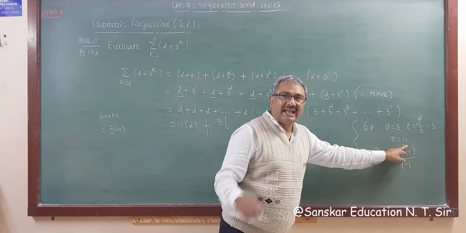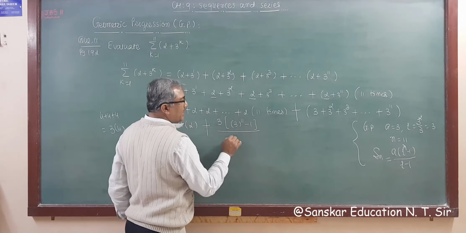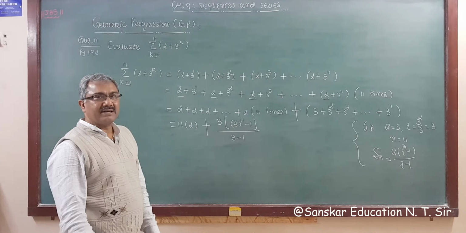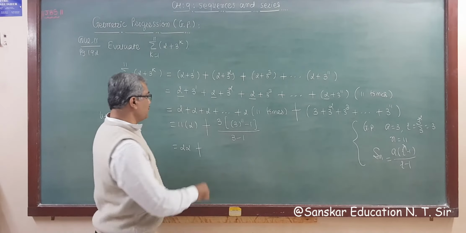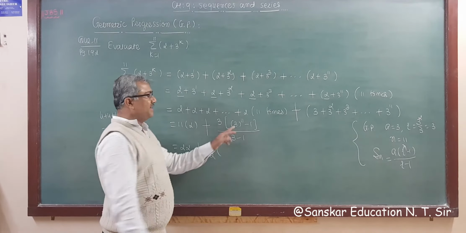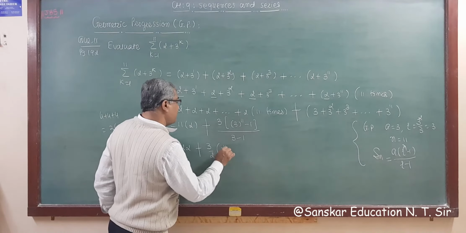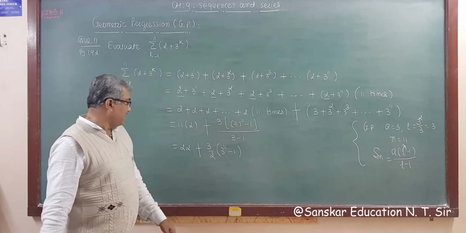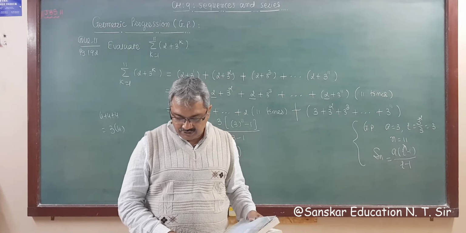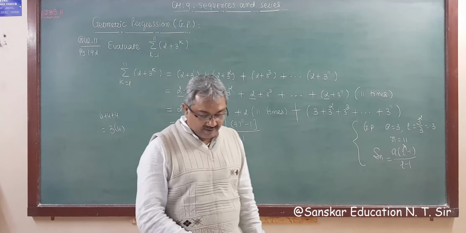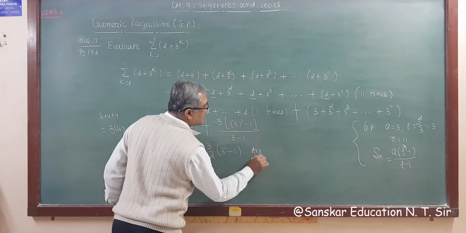So 3 raised to n, n is 11. So this is 3 raised to 11 minus 1 whole upon r minus 1, which is 3 minus 1. So this is 22 plus 3 minus 1 is 2. So this is 3 by 2 times 3 raised to 11 minus 1. I hope this is the answer given in your textbook. I don't know which answer is given in your textbook. Question number 11, right? So this is the given answer in the textbook. This is your final answer.